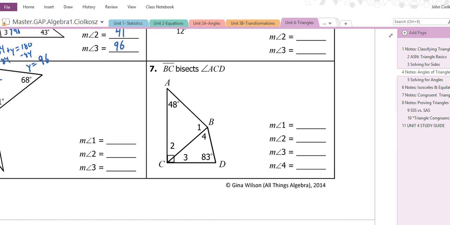Okay, BC bisects ACD. So that means that this angle, 2 and 3, have to be the same. So if I call them both x, looks like they add to 90, so x plus x, since both of these are going to be 45. So 2 and 3 are both 45. From there, you should be able to pretty quickly find the others.